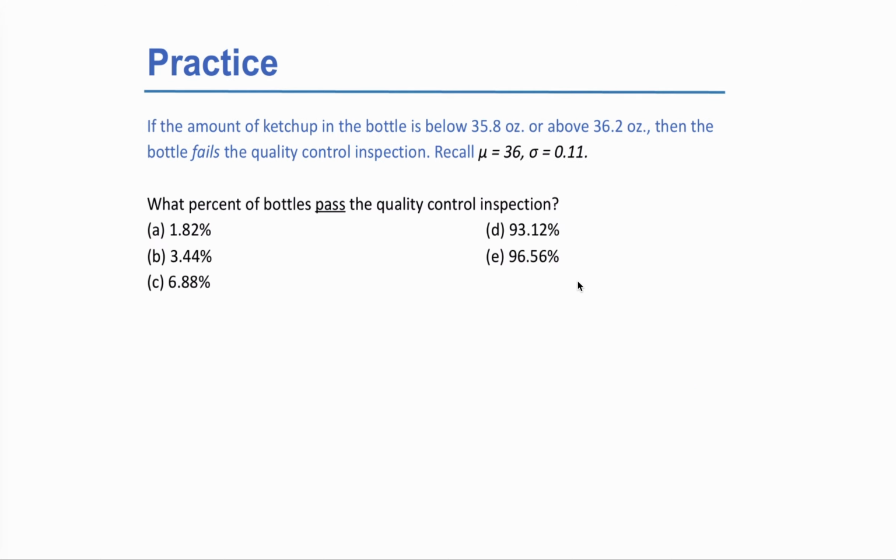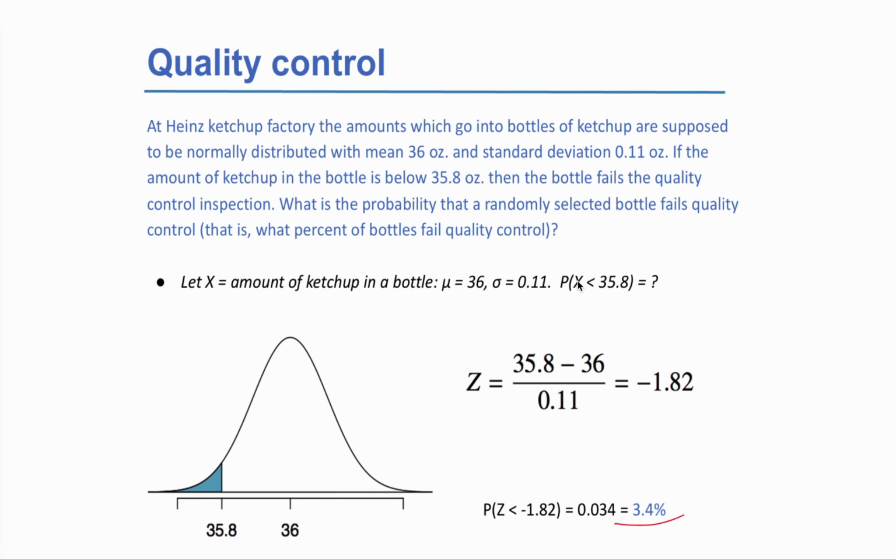So, find the z-score. 35.8 minus 36 over 0.11. Right, x minus mu over sigma. And then use your calculator to calculate that area.